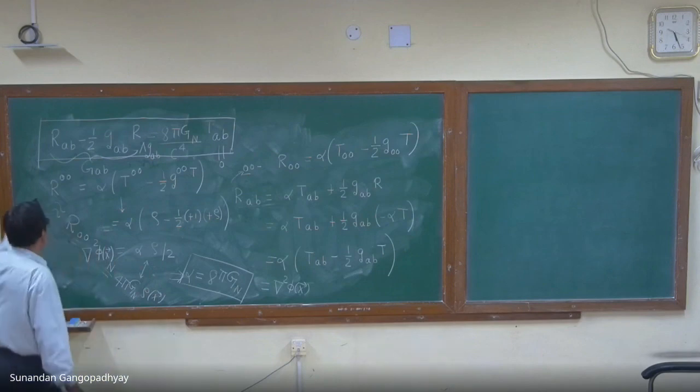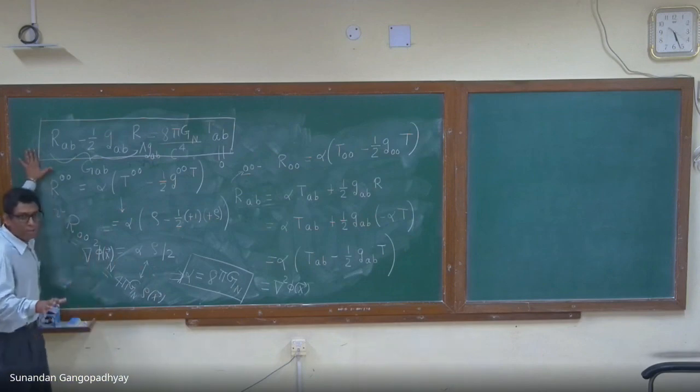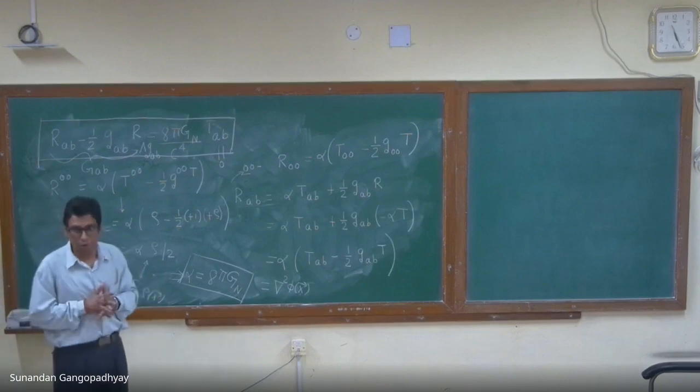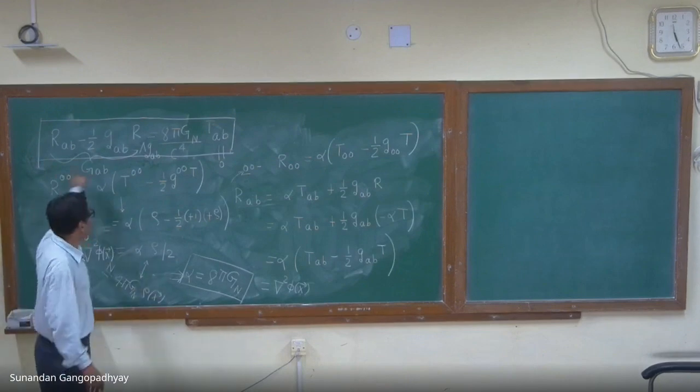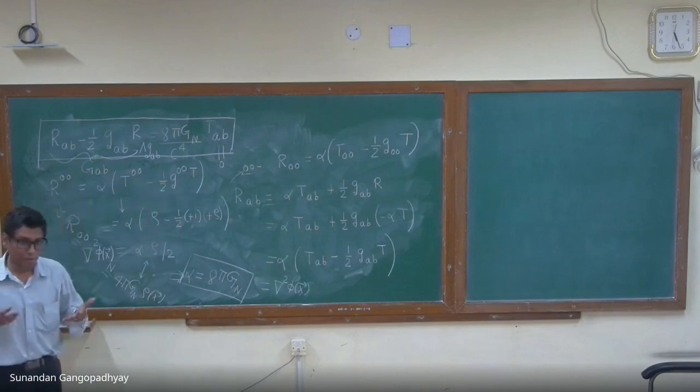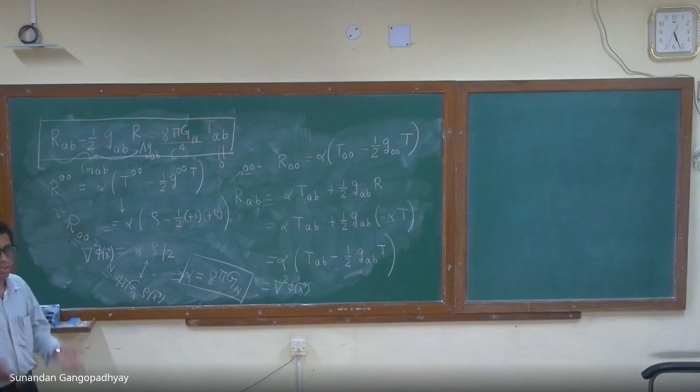But the geodesic equation or geodesic deviation does not tell you anything about how gravity itself will evolve. This equation tells you how gravity evolves, how the geometry evolves. The geometry is also changing, so this is the equation for that. This is not the equation of a particle.